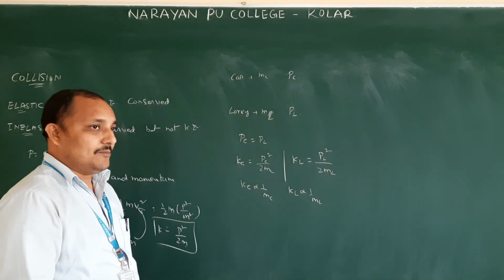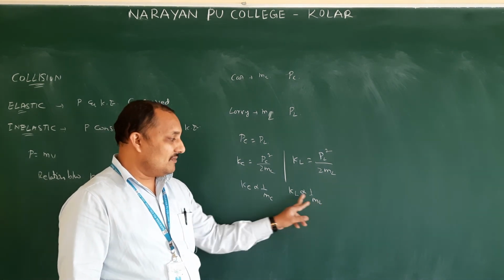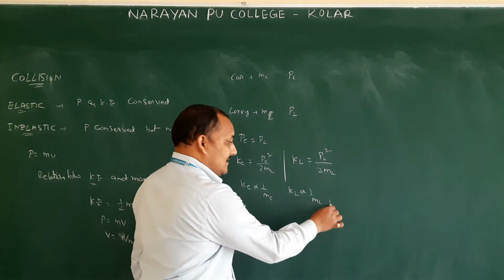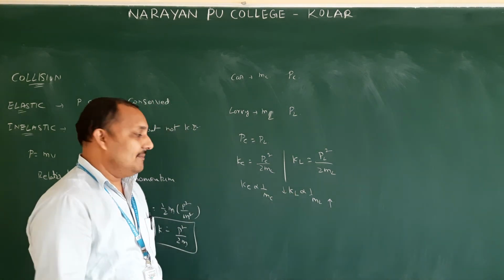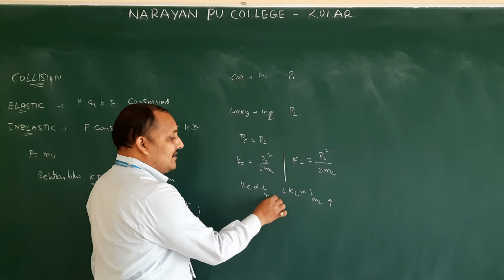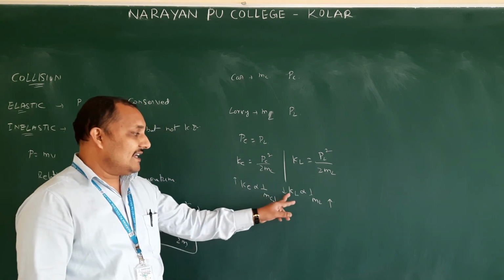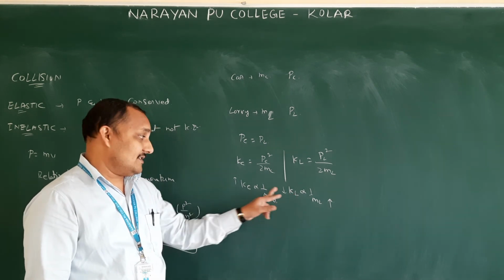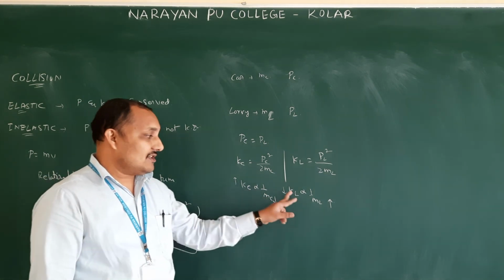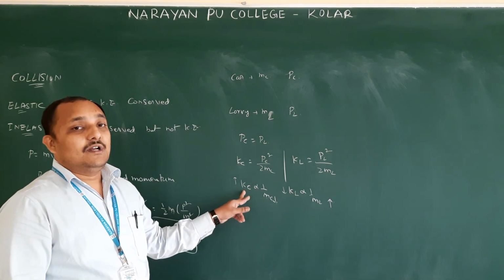So which mass is more? Mass of the lorry is more. ml is more means Kl is less, so the kinetic energy of the lorry will be less. Mass of the car is less and kinetic energy of the car is more. Kinetic energy is less means it will come to rest first compared to the car. So the lorry will come to rest first, later the car will come to rest.